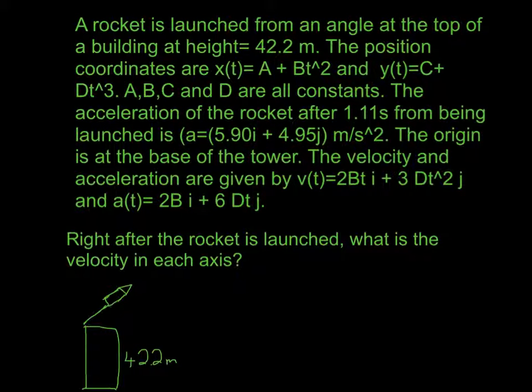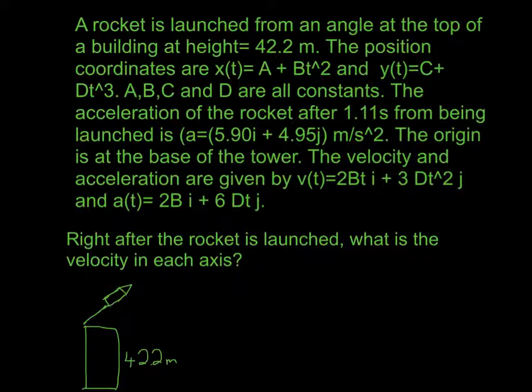So this is just a continuation of the last problem. The actual question is, right after the rocket is launched, what is the velocity in each axis? So we can predict the answer. We can say whether it'll be positive or negative, because if we drew a temporary graph on our little picture, the x part has to be positive, and the y part has to be positive, just because it's on the y part of the x-axis. So we know that this will be positive.